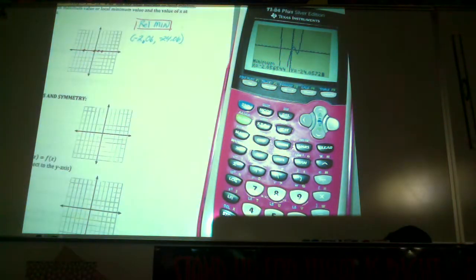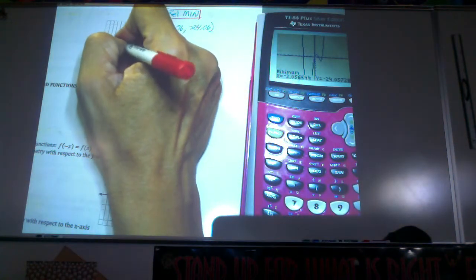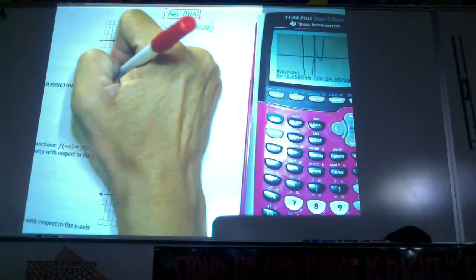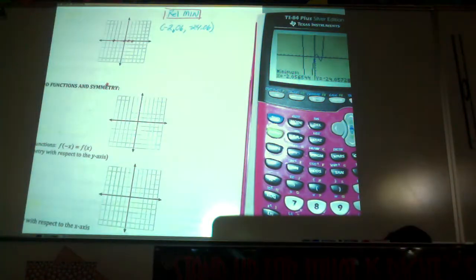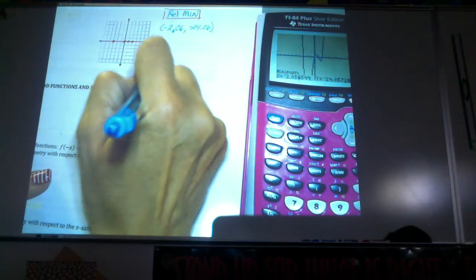All right, so we're going to plot that, but it's really hard to plot negative 24 on this particular grid, agreed? So we're going to do our best. I'm going to plot it all the way down here, even though it's not necessarily accurate, and we're going to label it negative 2.06, negative 24.06.